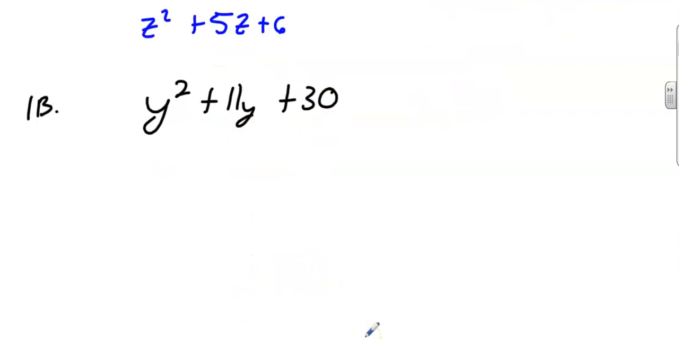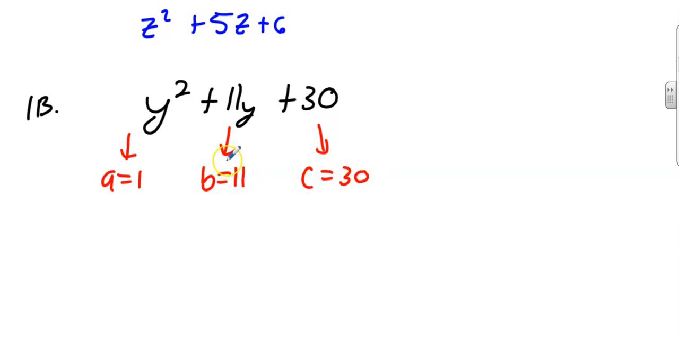Okay, so for the second one, let's do y squared plus 11y plus 30. Again, all these first ones have the shortcut where a is 1, b will go with 11, and c will go with 30. Again, we'll put a plus there. We can go back and put the pluses.